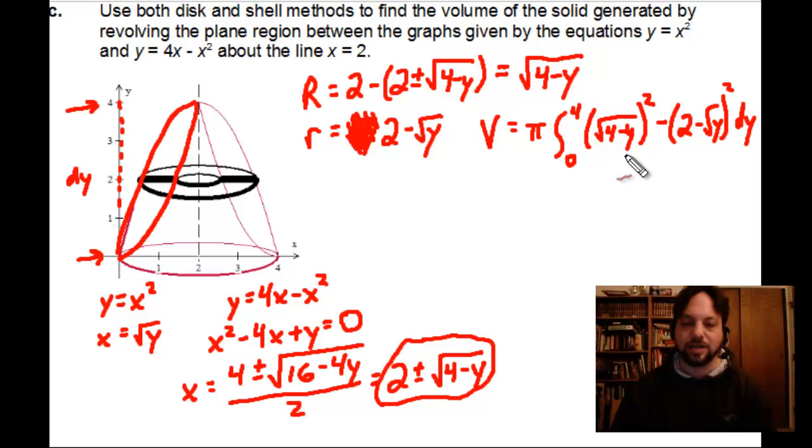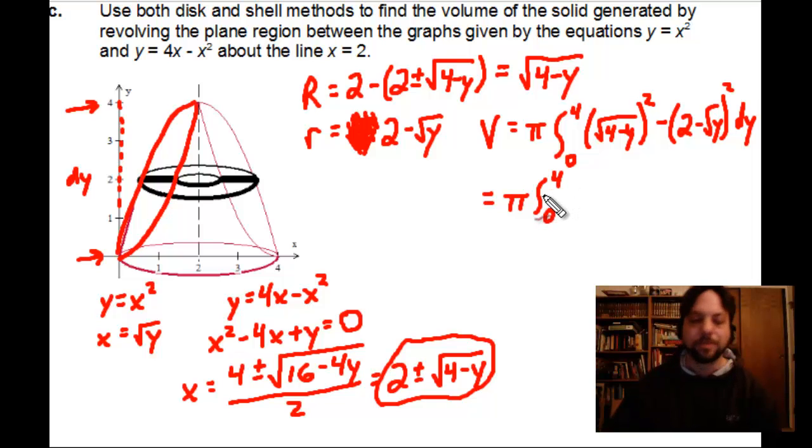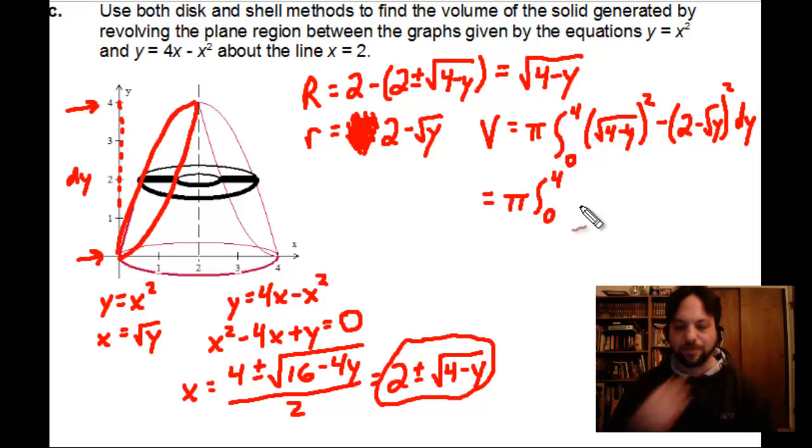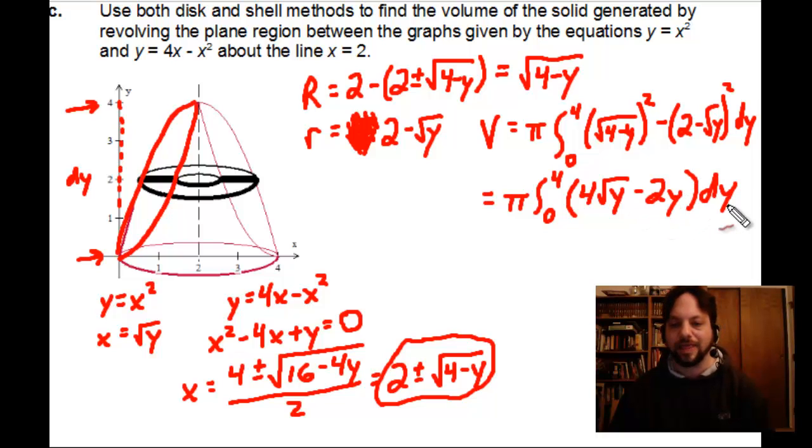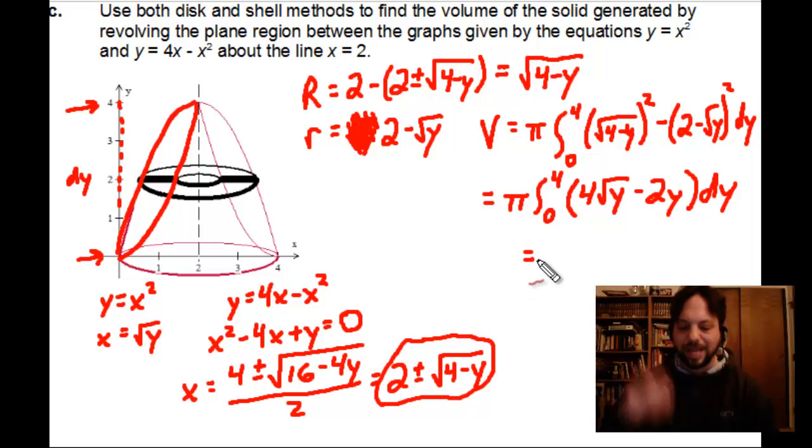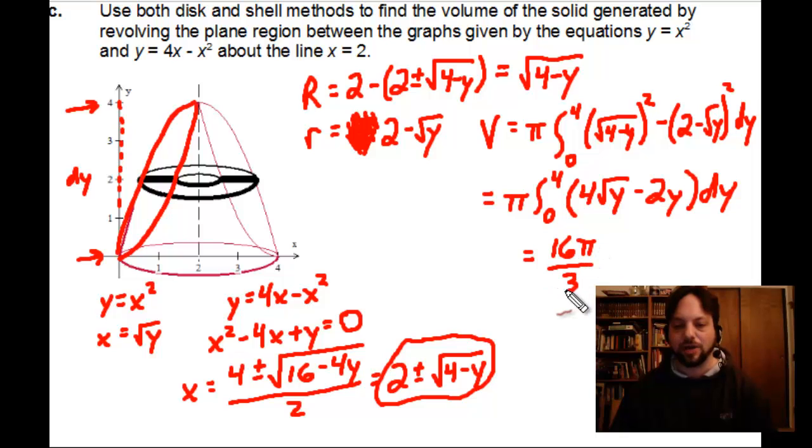Now that is quite hideous. Actually, it's not as bad as you might think. It's pretty bad. But if we simplify this just a little bit, this is pi from 0 to 4. I actually did work this problem out earlier here. And if we simplify this out, what we're actually going to get, if I did this correctly, which I hope I did, is 4 square roots of y minus 2y dy. That you can do on your own. And if you do it correctly, what you should obtain for your result is 16 pi over 3 cubic units.